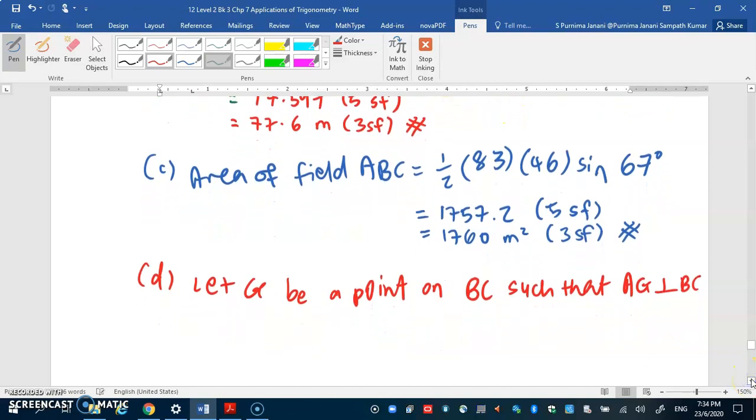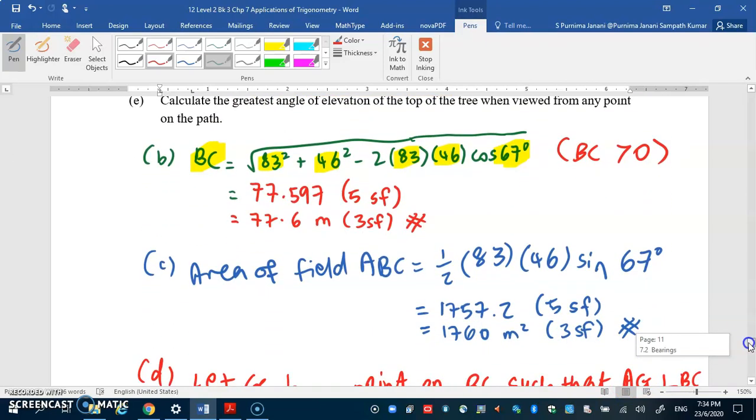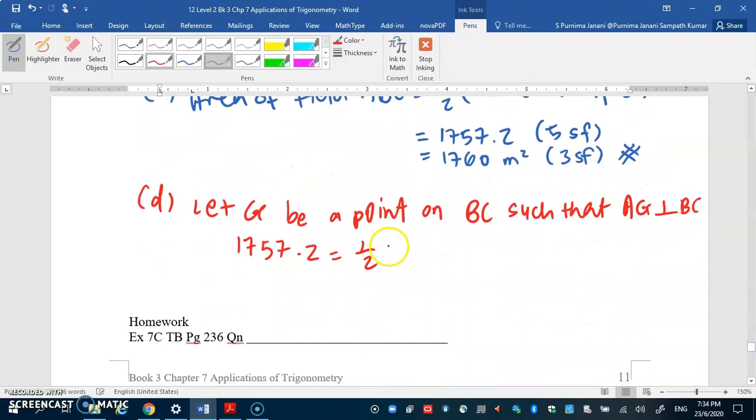Now the area that we found just now is equal to 1757.2, right? I'm going to equate this 1757.2 to half times base times height. Just now the BC that we found, right? BC will be the base and that is 77.597, times the height, which is AG. So I formed my equation, I just have to solve for AG.